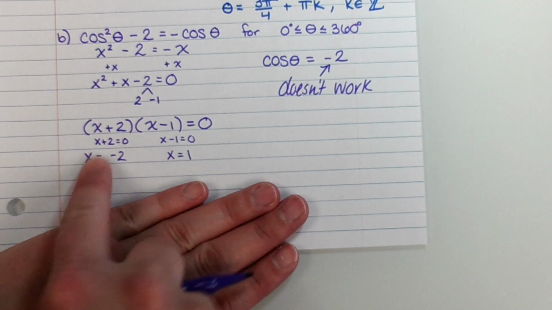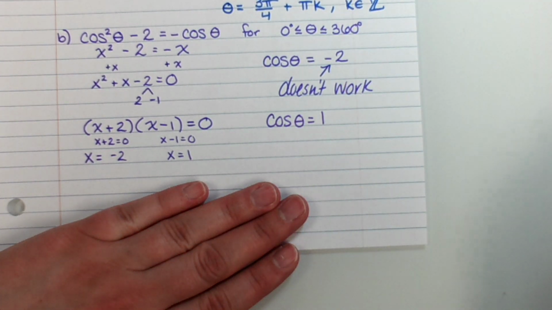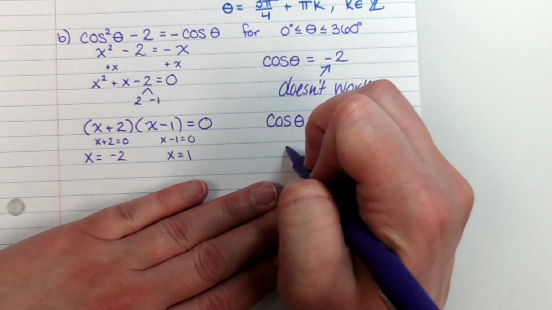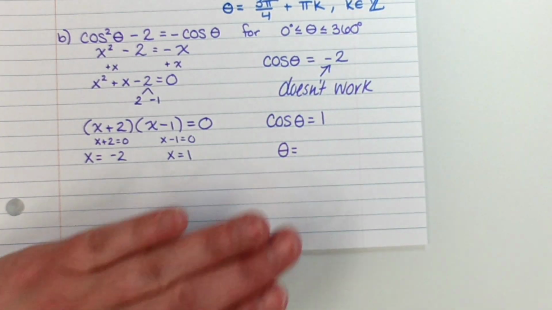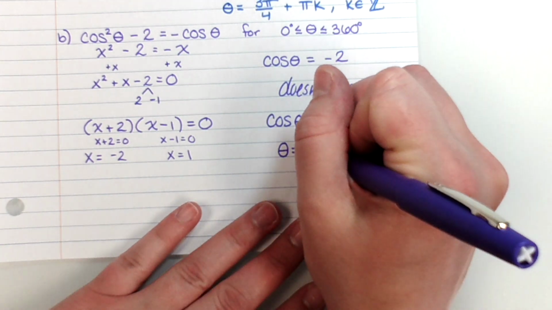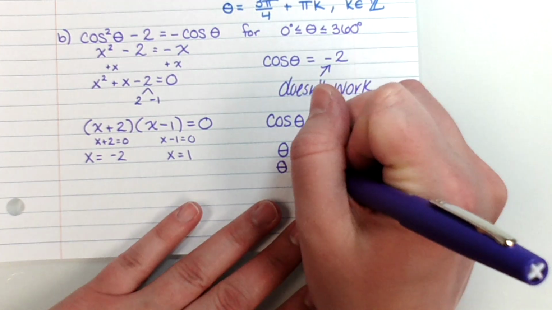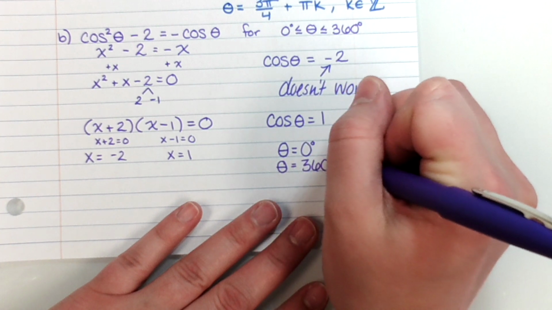Remember, cosine was equal to negative 2, but we also have cosine of theta equal to 1. I can use a calculator on that. I don't have to. The unit circle gets 1. Where's cosine 1? 0 degrees and 360 degrees.